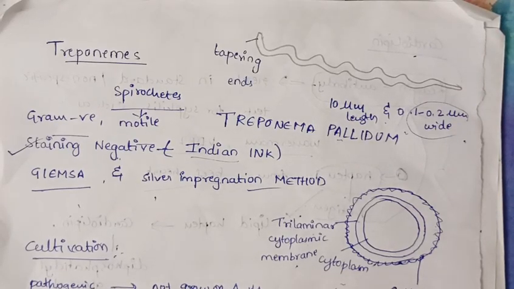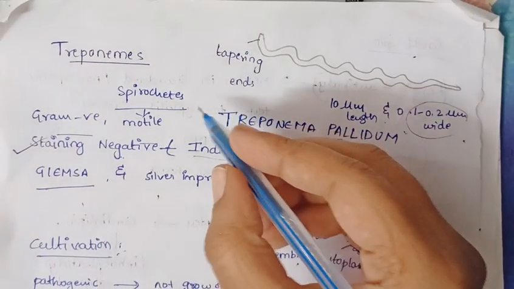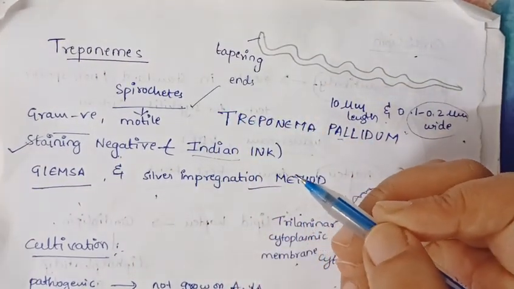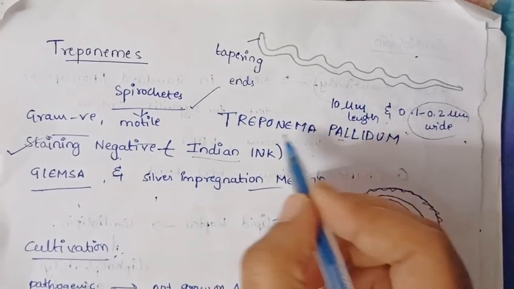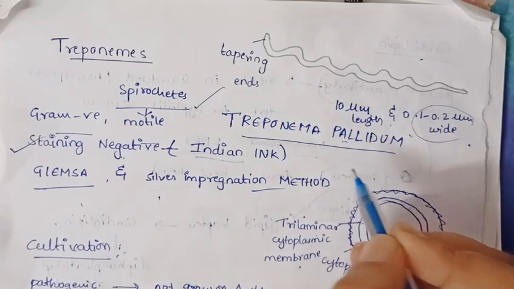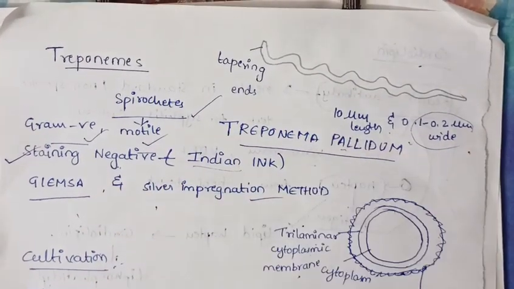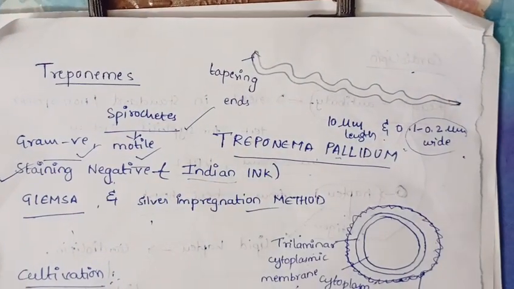Hello viewers, today our topic is Treponema. Treponema is a most commonly known spirochete, and the most commonly known organism is Treponema pallidum. It is a gram-negative motile spirochete which has tapering, round or pointed ends.